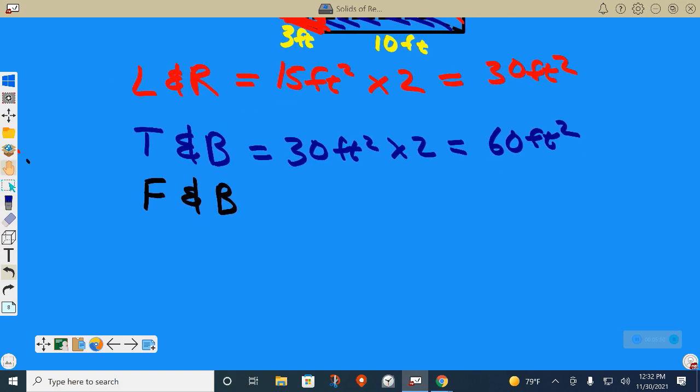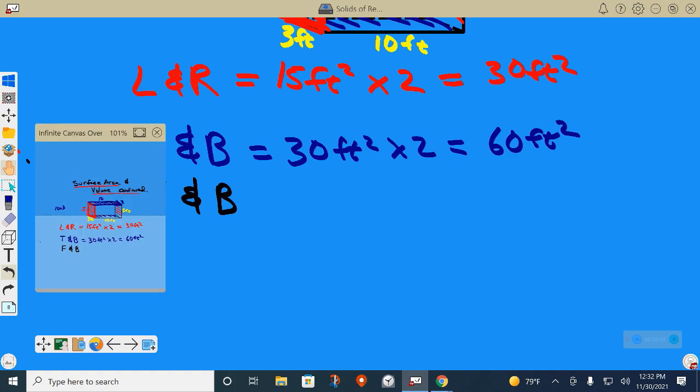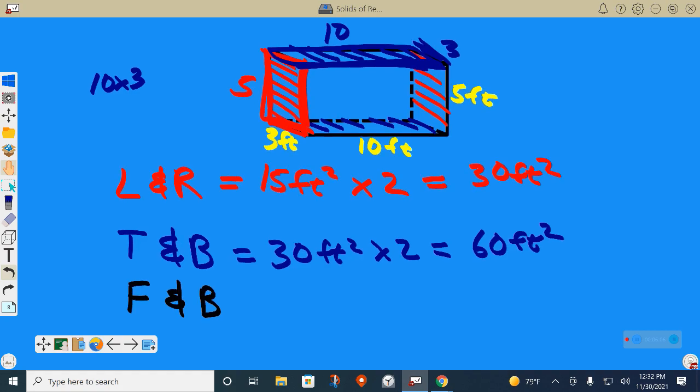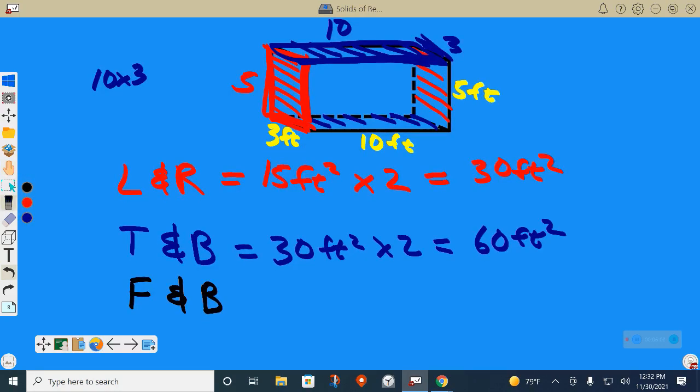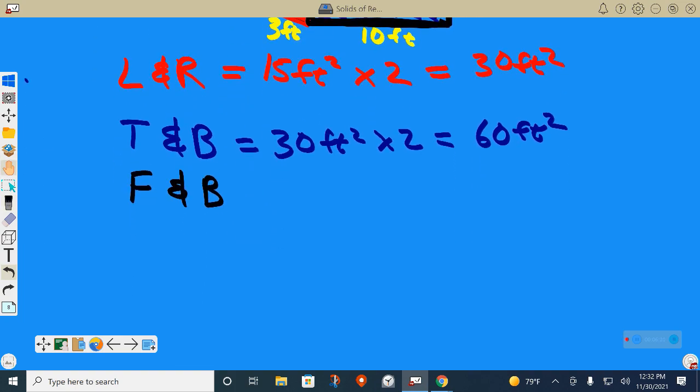Rocking and rolling. Last but not least, the front and the back. I'll put them in black. The front, right here. Okay? So the front is a 10 by 5 rectangle. 10 times 5 is 50. That's 50 square feet. There's 2 of those puppies though, because the front and the back. So that's 100 square feet.